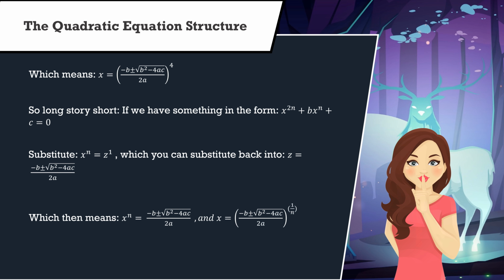This then just means that x is equal to minus b plus or minus the square root of b squared minus 4ac over 2a to the power of 4. So long story short, if we have something in the form x to the power of 2n plus bx to the power of n plus c is equal to 0, we can then just substitute x to the power of n is equal to z, which eventually gives us x is equal to minus b plus or minus the square root of b squared minus 4ac over 2a to the power of 1 over n.